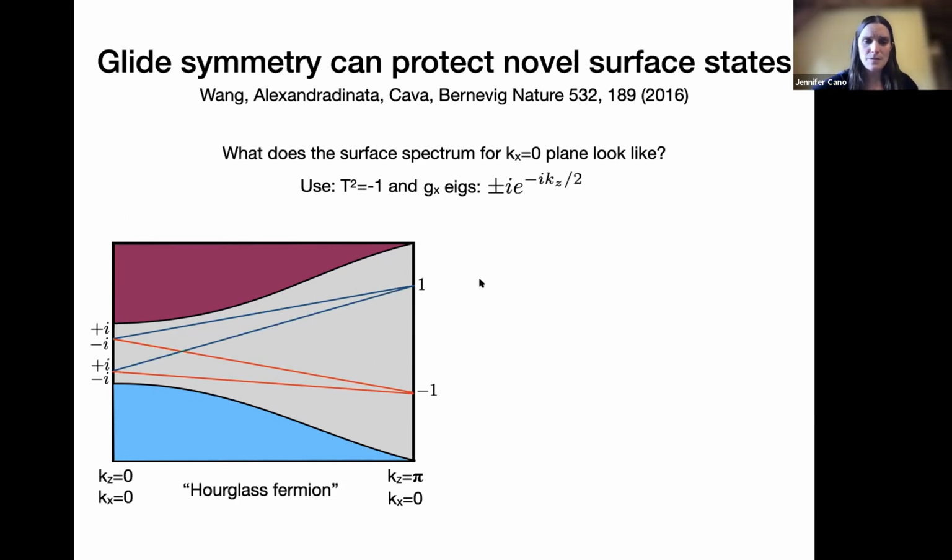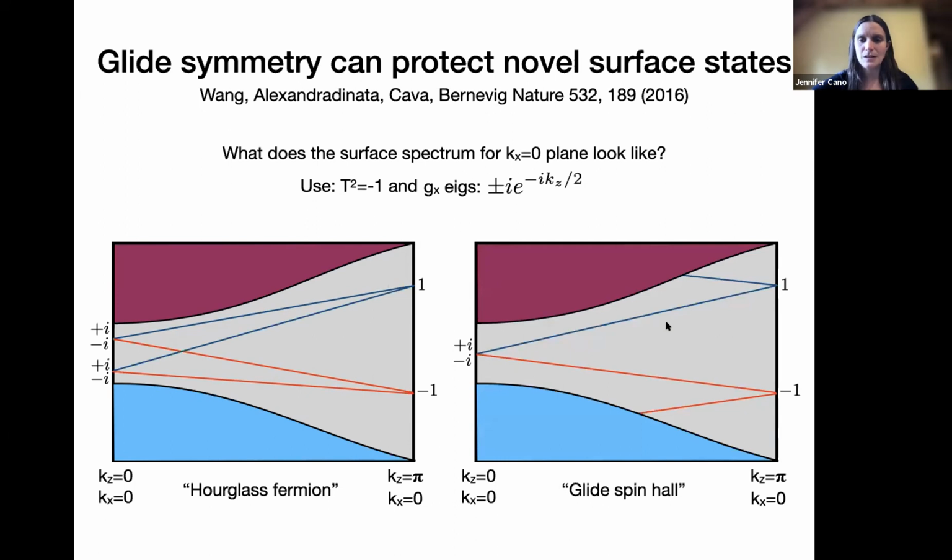There's another possibility consistent with this, which is called glide spin Hall. The other possibility is that the surface states go from conduction to valence band and keep going in this way and don't cross each other. This is also consistent with the glide symmetry.